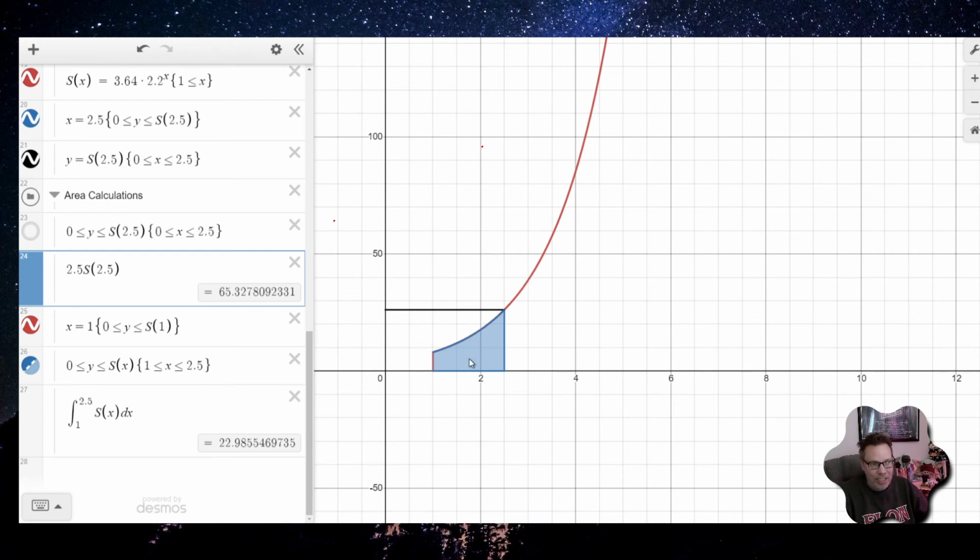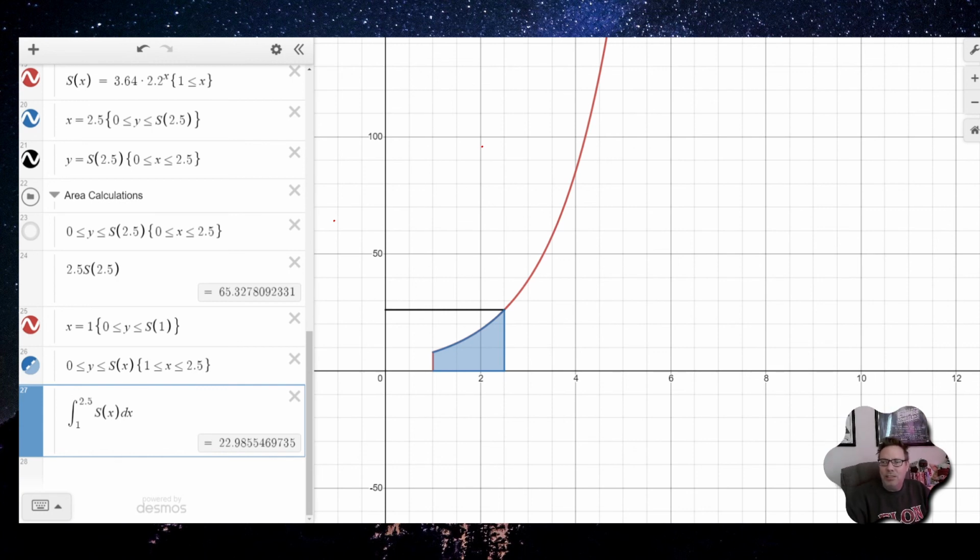So how do I compute the area of this thing? Well, again, it's not a regular shape, so this is where integrals come into play. My lower bound is 1, and my upper bound is 2.5. That's what I'm doing over here. And remember, this red curve right here is actually S, the one that we computed before. So the producer surplus at a market price of $2.50 turns out to be about $22.99.